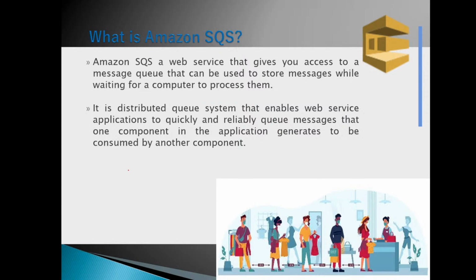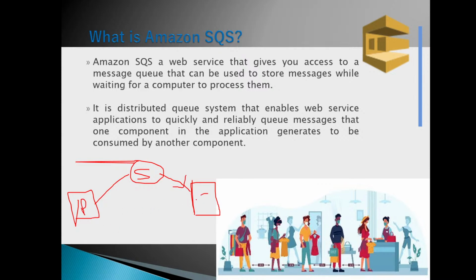It is a distributed queue system that enables web server applications to quickly and reliably queue messages that one component in your application generates to be consumed by another component. So as I said, there will be one application which will be pushing the message into the queue, and there will be another component which will be pulling the message out of the queue. This is a producer, and this is generally called a consumer.